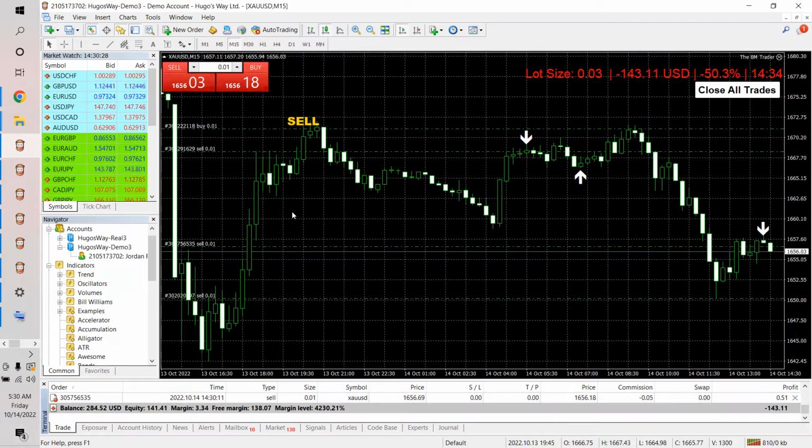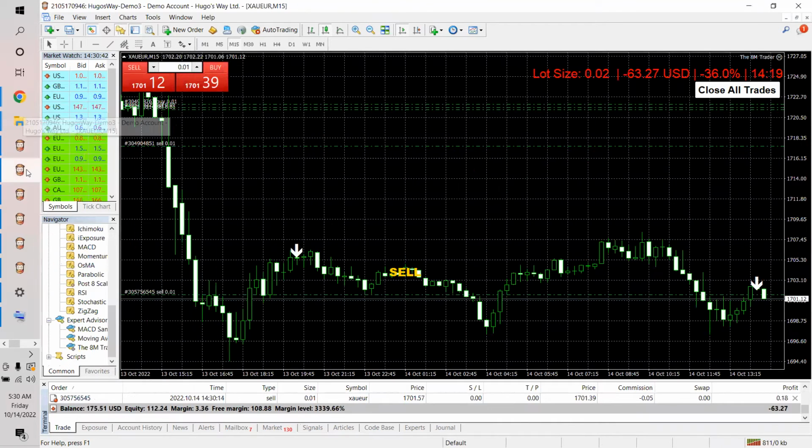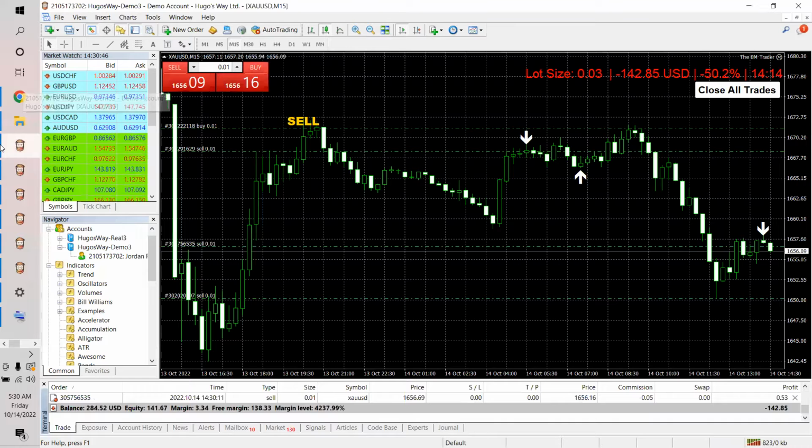So we've gone ahead and started, not necessarily started the party. This is about 30 minutes after I start my trading session. I have placed a trade on both gold versus USD and gold versus the euro. Both of them are sell trades at the moment.